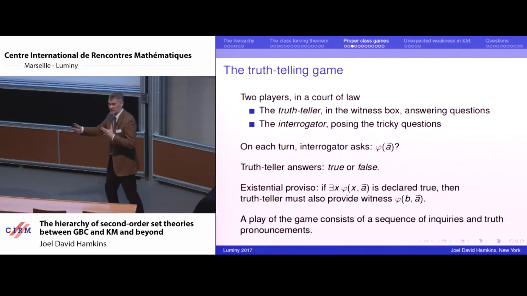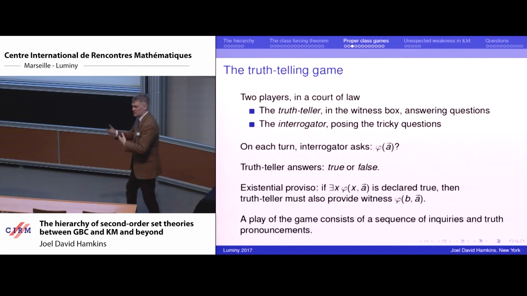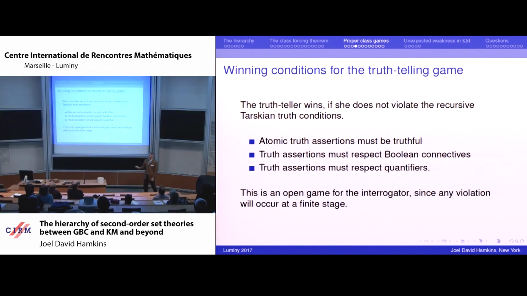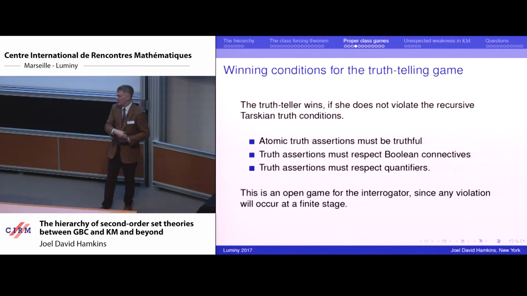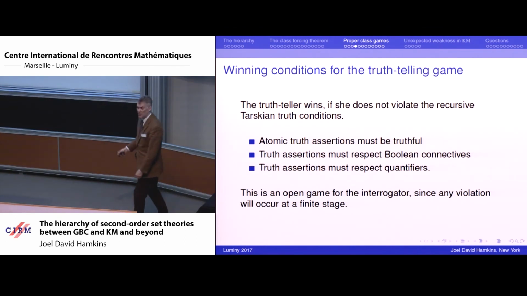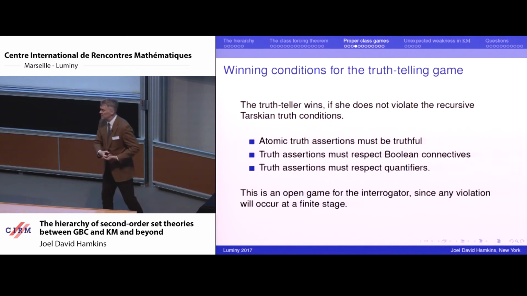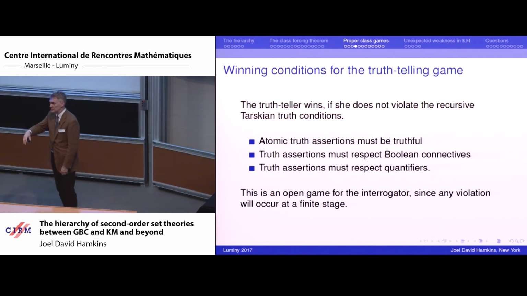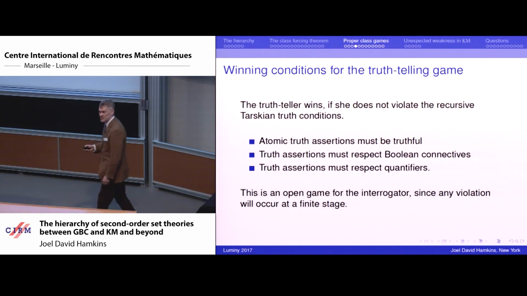Okay, so a play of the game consists of a countable sequence of those questions and truth assertions about those questions. And the truth teller wins as long as she never violates the Tarski recursion. So if she says that two statements are true, she must also say, if asked, that the conjunction is true. And if she says that a statement is false and she's asked about the negation, she must say that one's true. And she has to obey the quantifier. So if she says that phi of b is true, then she must say that there is an x, phi of x is true. Okay, that's an open game for the interrogator because if the truth teller loses, it's because she violated the Tarski recursion at some stage, and that happens at a finite stage. So that's an open game.